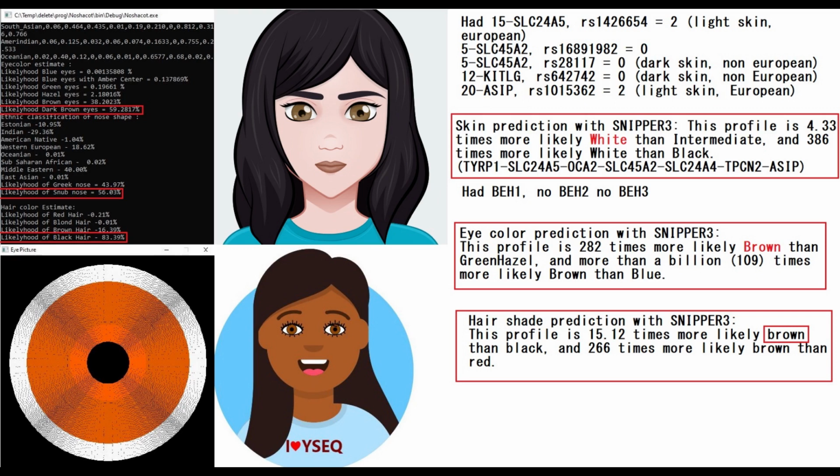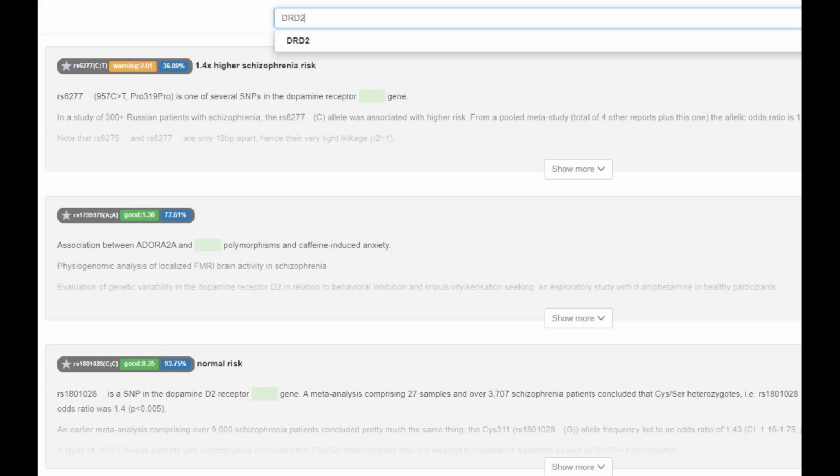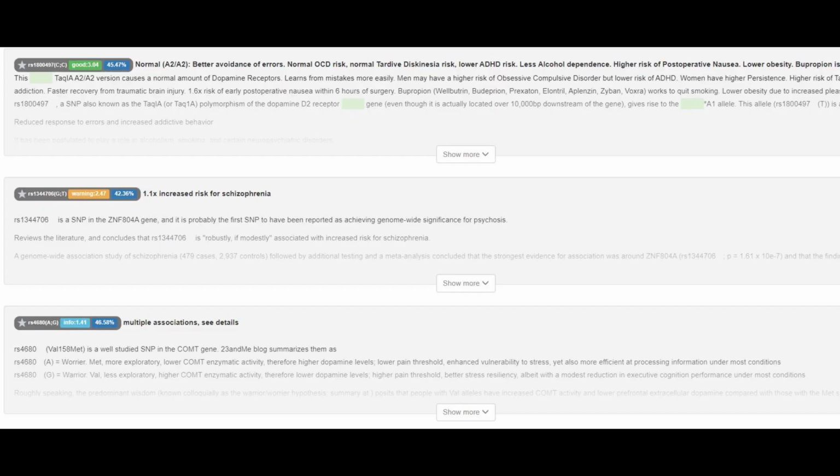When it comes to the HERC2 region, she had BEH1, blue eye haplotype 1, which is very typical for Europeans and even East Asians and Amerindians, but she did not have blue eye haplotype 2 or 3, so she definitely had very dark eyes. When it comes to the Pro319Pro variant in DRD2, she was heterozygous for it, which means she had one European no-go learner mutation. Relative to Europeans, she probably had a slightly increased risk of schizophrenia, but relative to everybody else, a decreased risk.